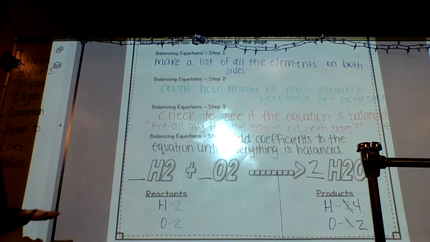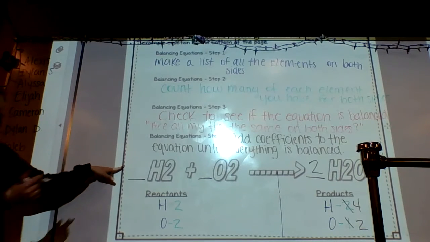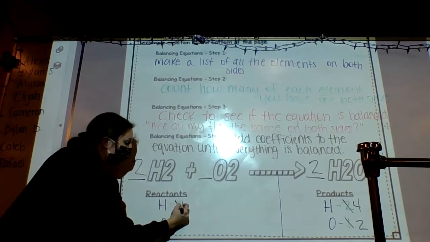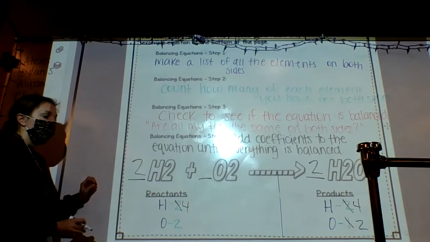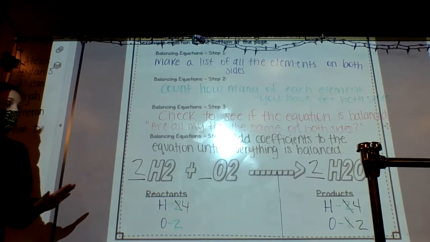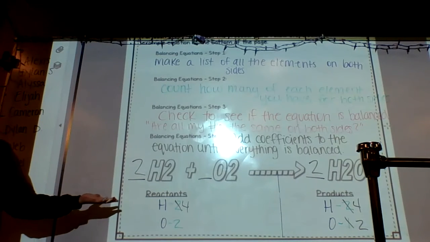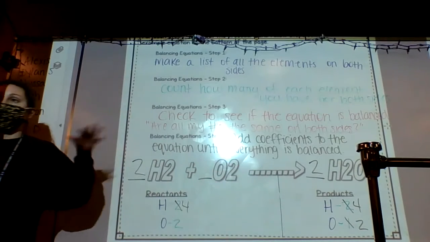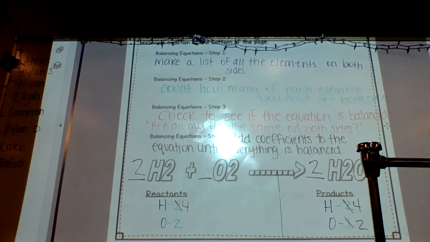Okay, now my hydrogens aren't balanced. What do I do? You can put a 2 by the H. Okay, if I put a 2 here, how many H's do I have now? 4. And does that change my oxygen? No. Okay? They're separate on this side. So now I have 4 hydrogens, 2 oxygens. 4 hydrogens, 2 oxygens, I'm done. My equation is balanced. Okay?